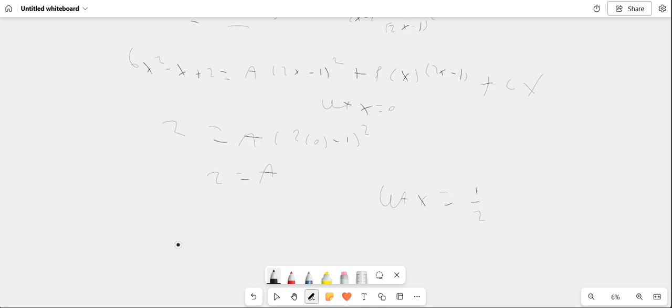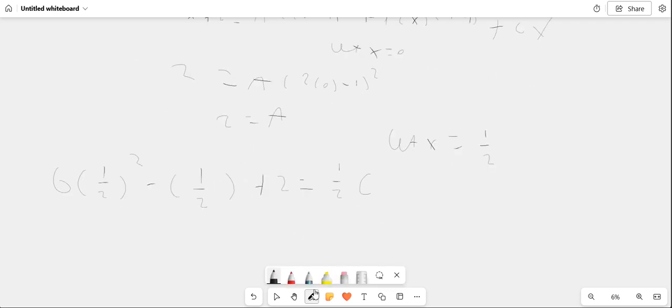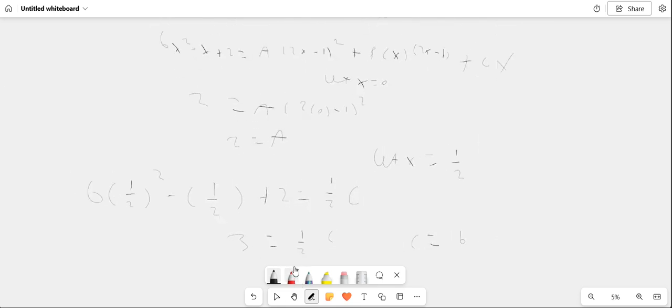So 6 open bracket 1 over 2. That's equal to 1 over 2c, because b cancels and a cancels because they both got the 2x minus 1 bracket, and so x is just 1 over 2, so that's just 1 over 2c. And so on the left hand side now, you've got 3 is equal to 1 over 2c. And so c is equal to 6, because dividing by 1 over 2 is the same as times by 2.